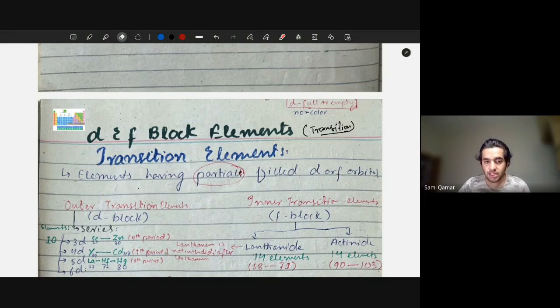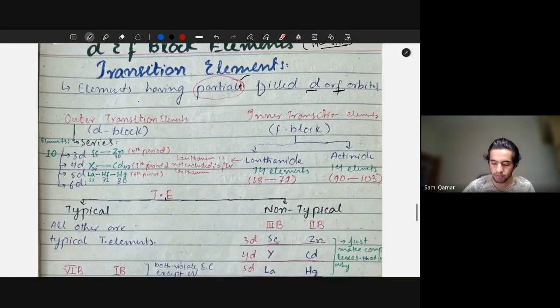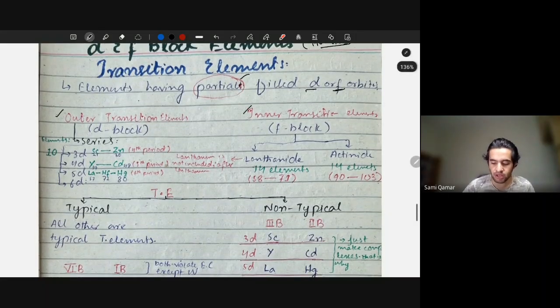Why are these known as transition elements? Because these are elements having partially filled D or F orbitals. When we say partially filled, these will be transition elements, and they will have properties related to transition elements. When they are fully filled, those will be known as non-typical transition elements. Why? Because they will not have the same characteristics. So let's talk about that. We have outer transition elements, we have inner transition elements.